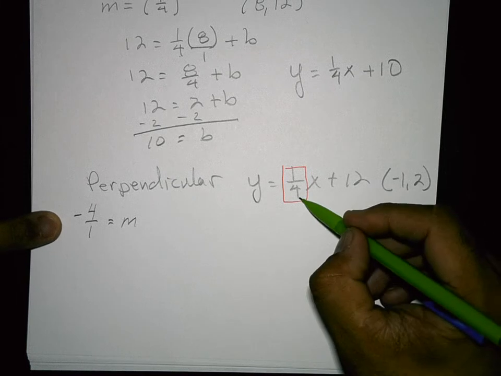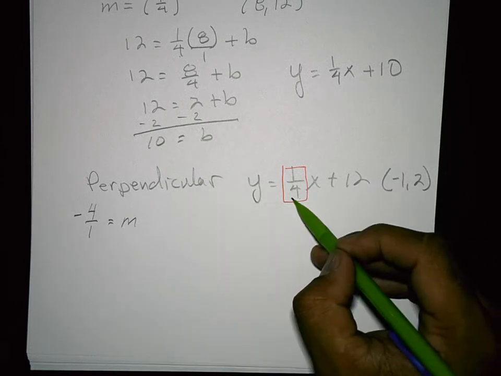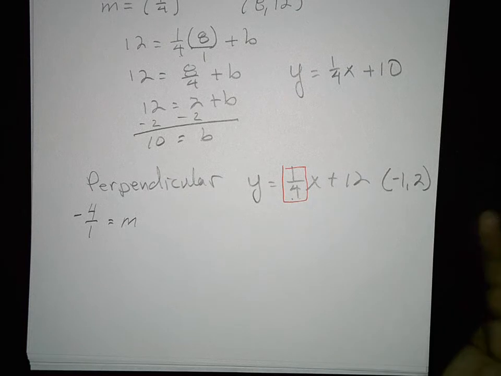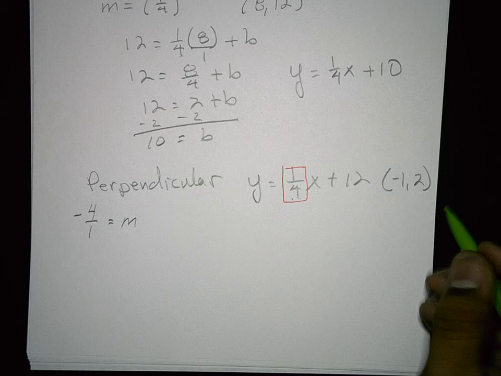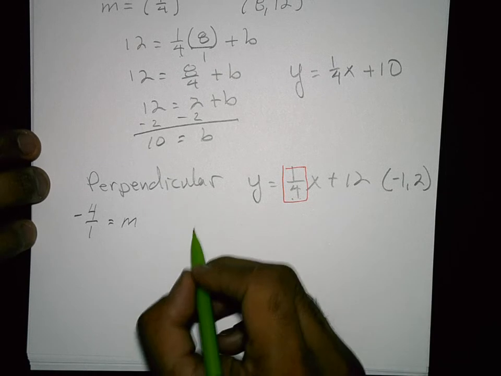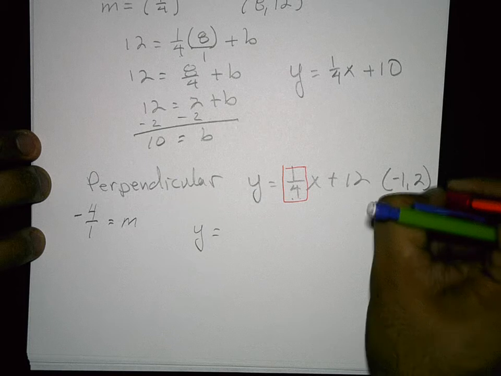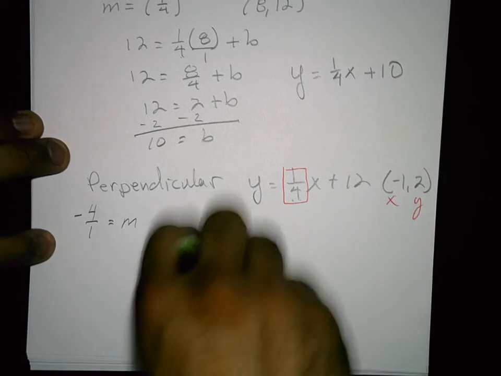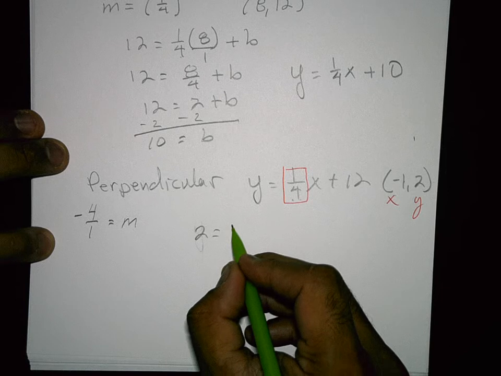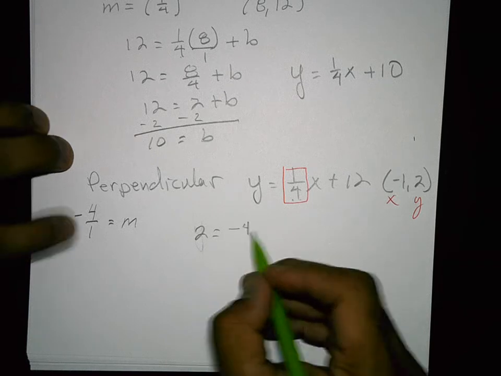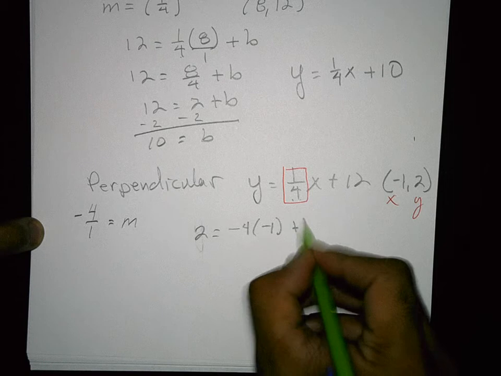So you see they're opposite reciprocals. Whenever you see the word perpendicular, you take the slope they give you, take its reciprocal, flip it upside down, and take its opposite, which is to change the sign. So now I'm going to use that one. I'm going to say y equals, I'm going to use my x and my y over here. Okay. Y equals 2. My slope is -4, which is the same as -4/1, times my x value plus the b.